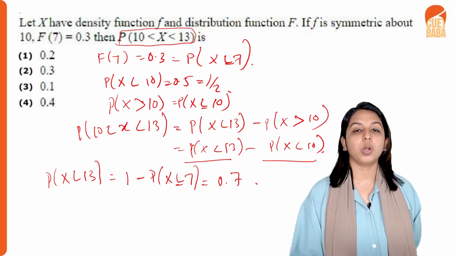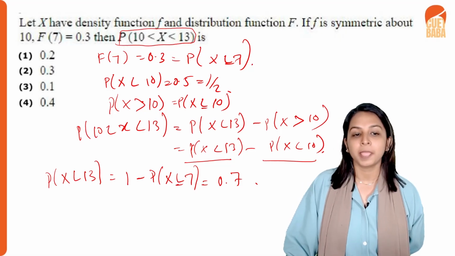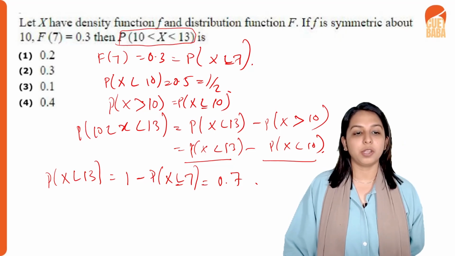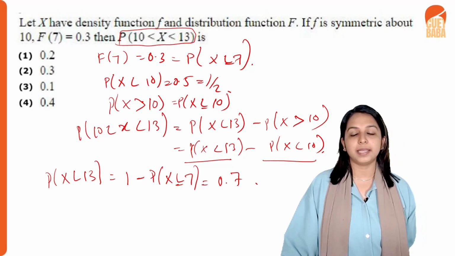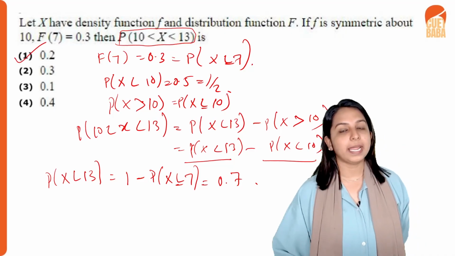Since we know all the values, that is probability of x less than 13 and probability of x less than 10, we can substitute those values and find out the probability of 10 less than x less than 13, which will be equal to 0.2. That is, option 1 will be the right answer.